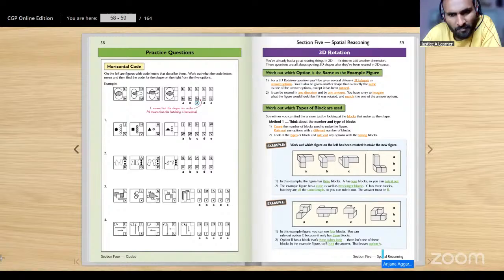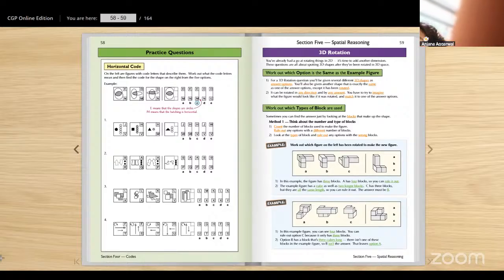Well, I think we already saw it. You may read this theory. In this example, you can see four blocks. You can rule out option C because it only has three blocks. Option B has a block that's three cubes long. There isn't one of these blocks in this example, so B isn't the answer. That leaves option A.